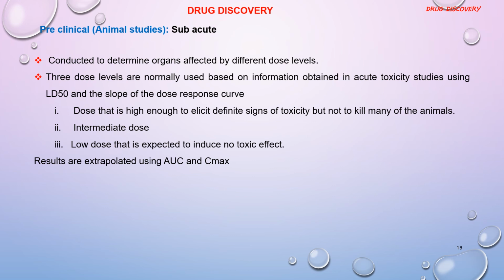Subacute toxicity study in preclinical trials. This is conducted to determine the organs affected by different dose levels. The dosage level is calculated based on the information obtained from acute toxicity studies. Generally, 3 doses are given: high dose, intermediate dose, and low dose. The results are extrapolated using the area under the curve and Cmax. We had discussed about these in detail in my earlier session. The LD50 value is then calculated.